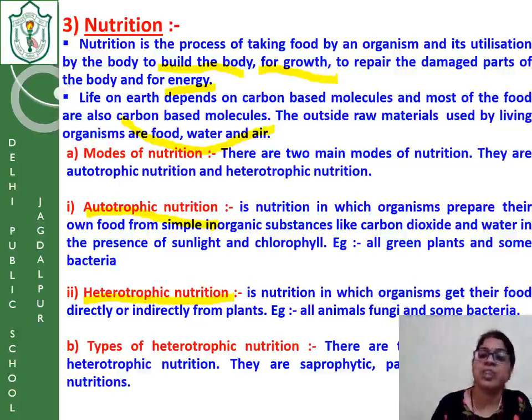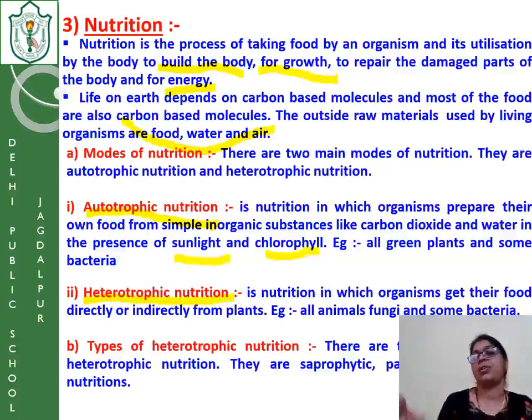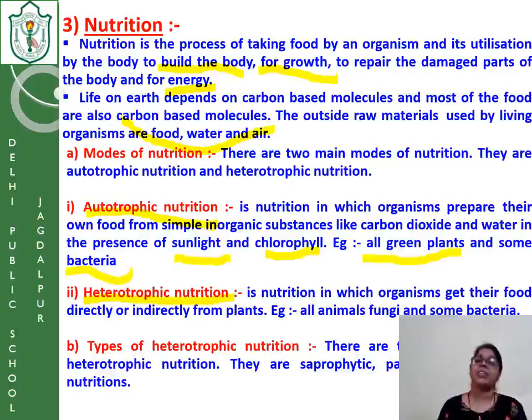So write down this definition. Autotrophic nutrition is a nutrition in which organisms prepare their own food from simple inorganic substances like carbon dioxide and water, in the presence of sunlight and chlorophyll. This is very important, children: sunlight and chlorophyll. Without it, even if the plant takes in carbon dioxide and we are giving the water, if there is no sunlight, plants cannot make food. In this category we keep all the green plants and some bacteria, like cyanobacteria, you can write an example.